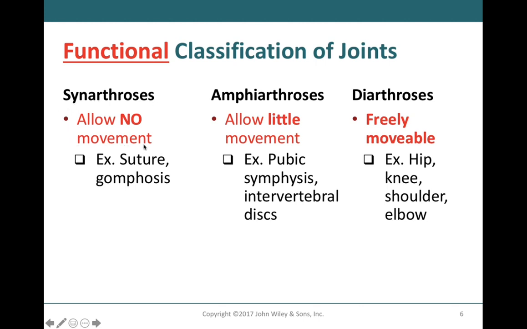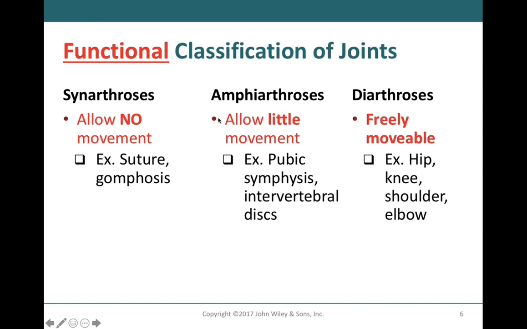So a place that we will often see synarthroses is in the sutures that can be found on the skull. There's no movement that's allowed between the skull bones at the sutures. We'll also have this new word here known as a gomphosis. A gomphosis refers to the joint between tooth and bone. And so this is also going to be an immovable type of joint. So we'll classify these as synarthroses.